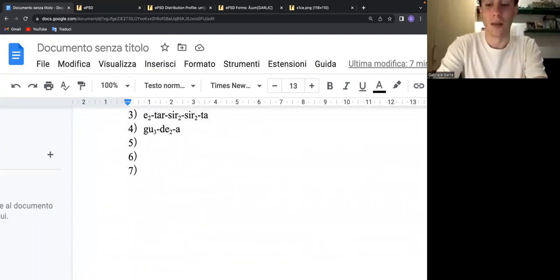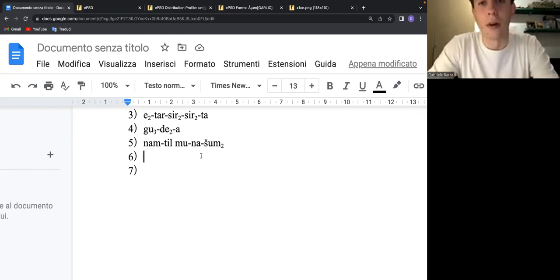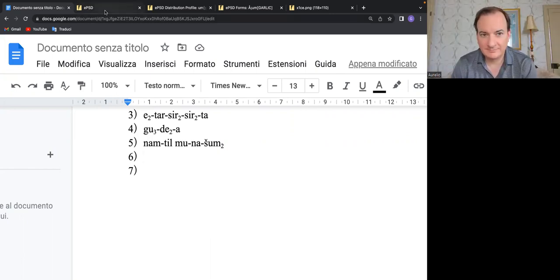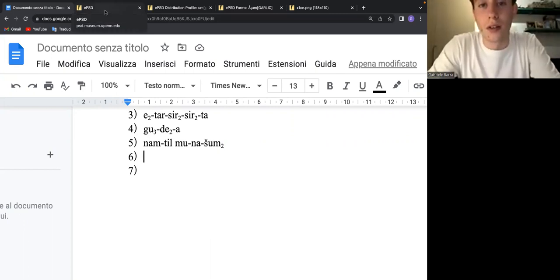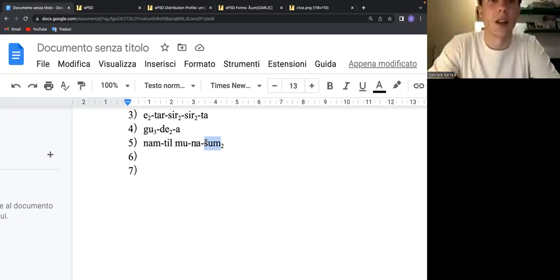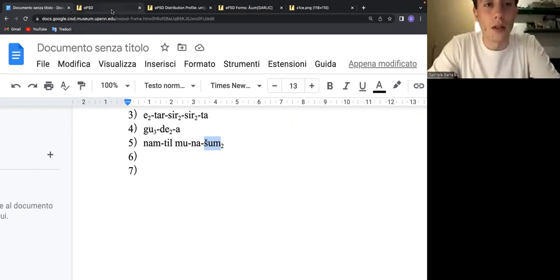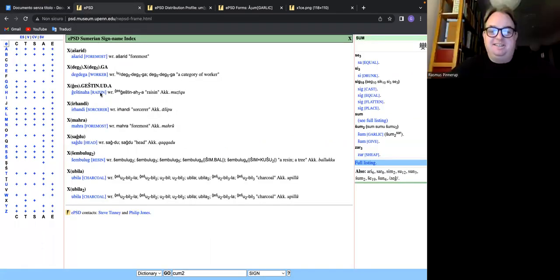So nam til. Well, til mu na shum 2. Remember that it's 2, because shum 1 means to vernichten. To do what? It's like kill, I guess, destroy. Shum 1 means to destroy? Okay, to annihilate. Yeah, vernichten. I don't know where I saw it, but I distinctly remember it in German. Words for destruction sound better in German.